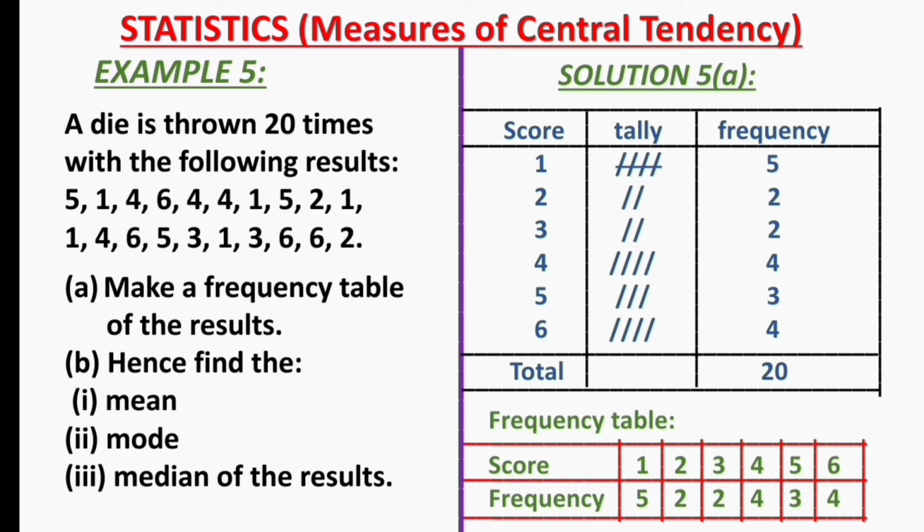Now, forming the frequency table properly, we are going to have the score being 1, 2, 3, 4, 5, 6, and the corresponding frequencies being 5, 2, 2, 4, 3, 4.